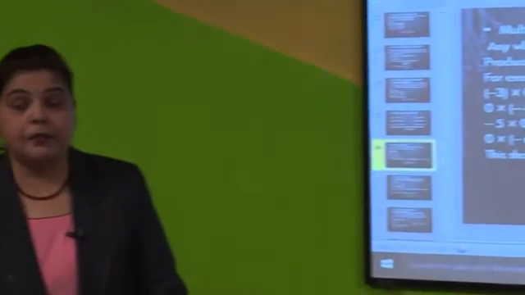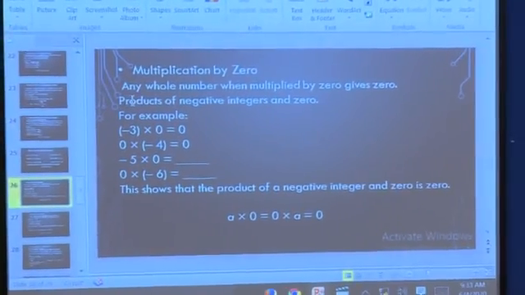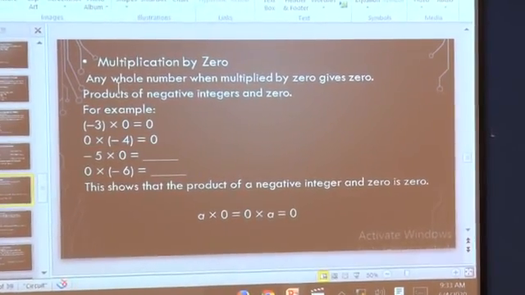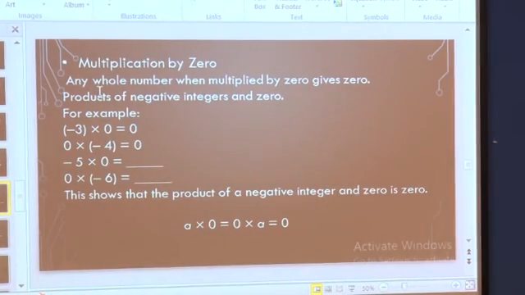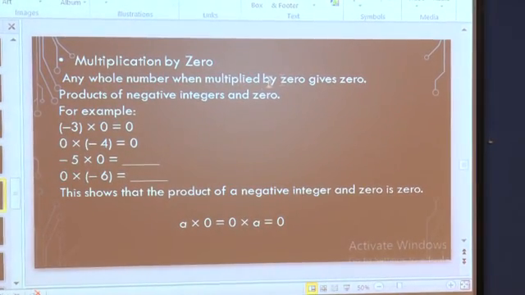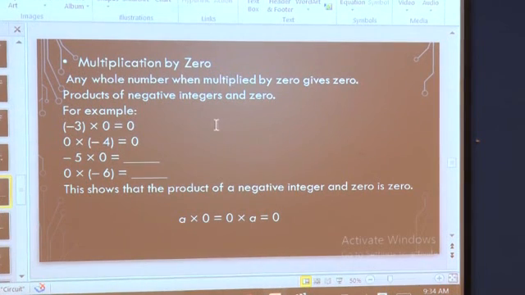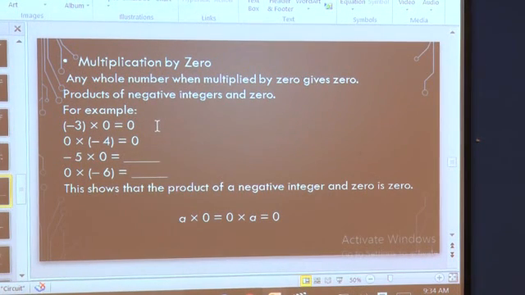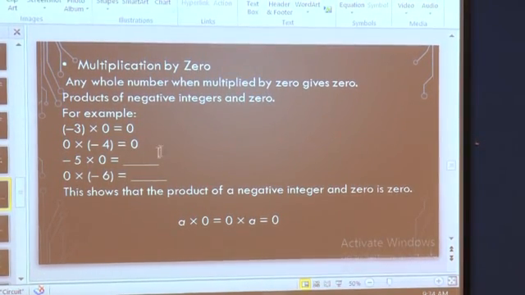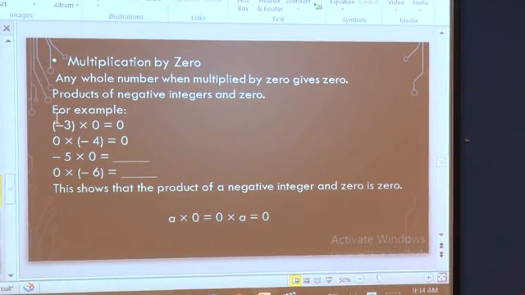Now, multiplication by 0. You know very well, we learned in the previous topic addition with a 0, and now we will learn about multiplication by a 0. So, any whole number, yes, very good, 2 into 0 is 0. Any whole number when multiplied by a 0 gives 0. Now we have to find, is it possible for integers also? Yes, the product of a negative integer and a 0. So, we will get 0 everywhere when we multiply negative integers with 0.